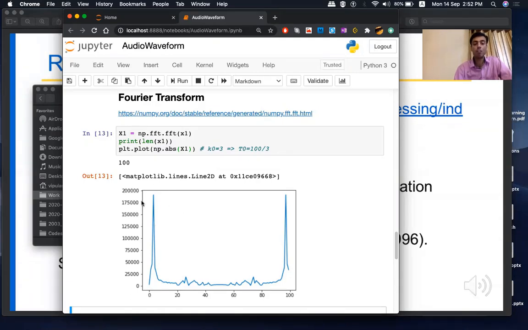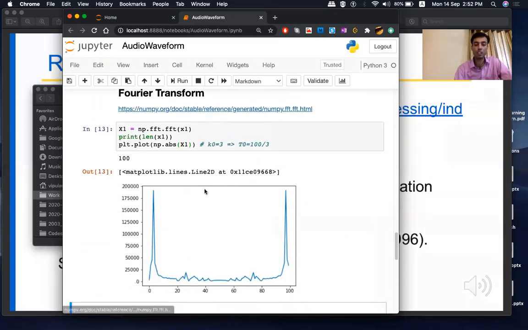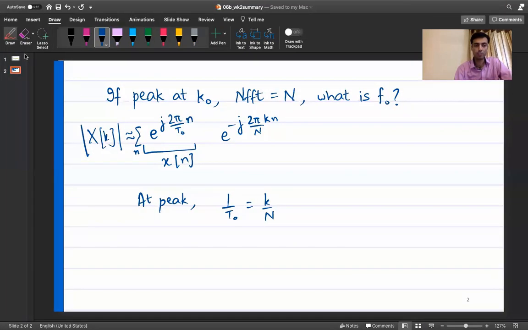Now I want to see what is the periodicity of this signal. For that, I have to find out what is K naught. Let me show you actually first. Okay. So if the peak is appearing at K naught and the NFFT is capital N, then what is the time period of that signal? I can say K F naught or T naught. What is the time period of that signal? If in an n-point Fourier transform, I get a peak at some K naught, then what is the time period of my original signal?